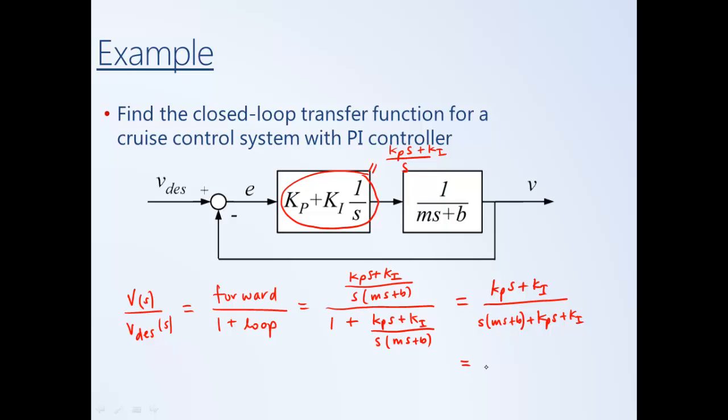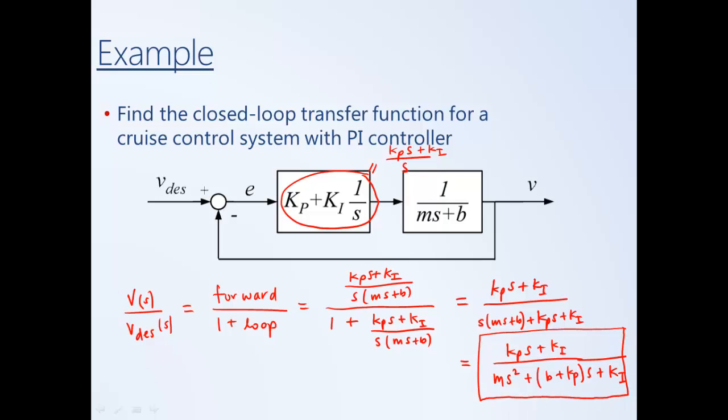I'll take one further step and expand the denominator and combine like terms. So the numerator stays the same. I distribute that s. I get m times s squared. I distribute the s to the b. I'll have b times s. I also have this term Kp times s, so I can factor out the s. And then I'm just left with this Ki. So this is the resulting closed loop transfer function.